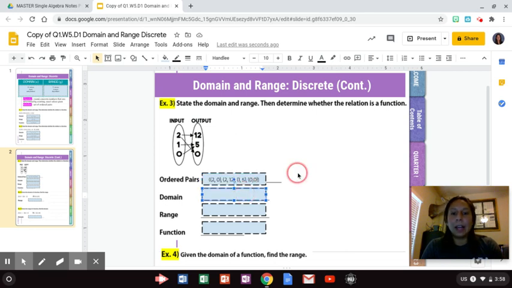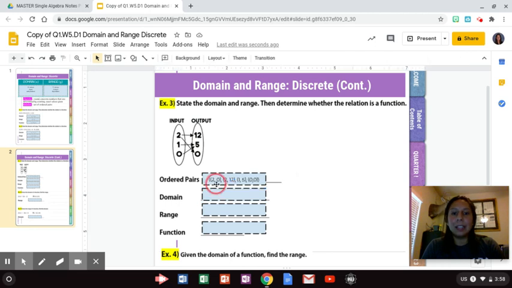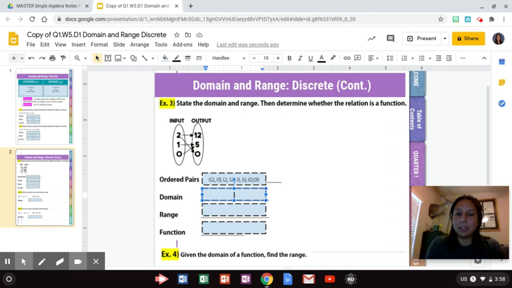Okay, so I have my ordered pairs listed out right here: (2, 0), (2, 12), (1, 5), (0, 0). Domain, those are the X values or the inputs in order from least to greatest. So I could just look at my mapping and see easily right here that my X's or my domain is 0, 1, 2. Now the range. The range are the Y values, least to greatest: 0, 5, 12. Again, we don't repeat any values if they repeat.